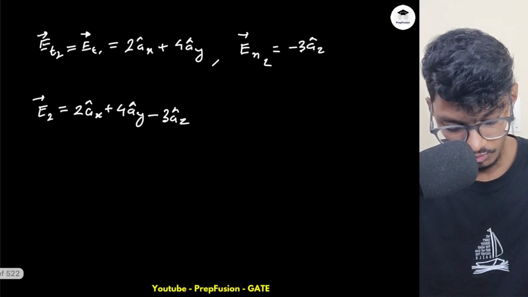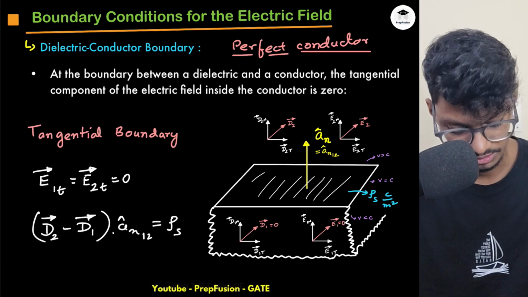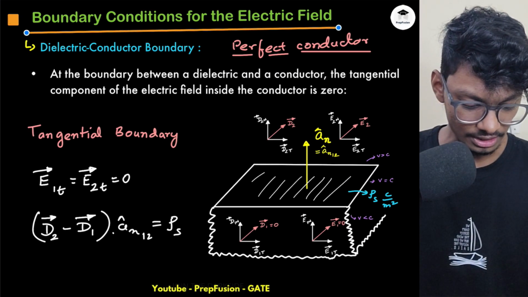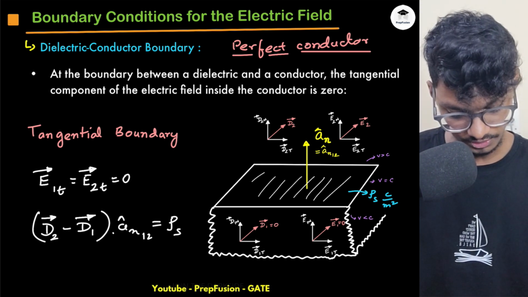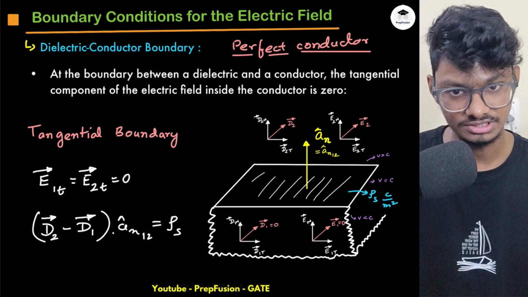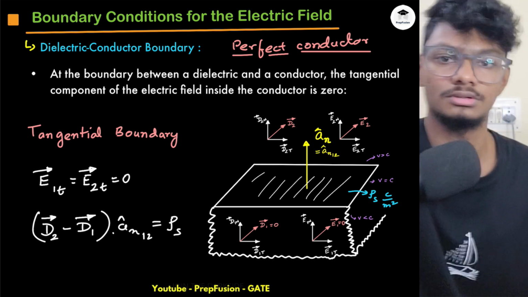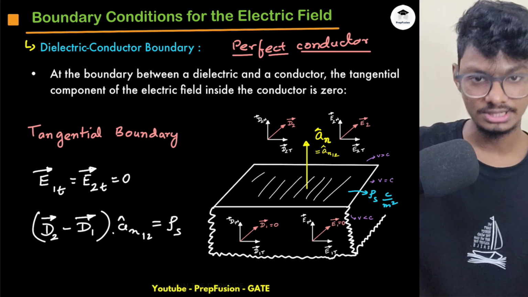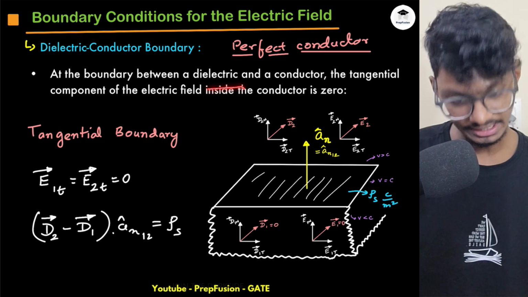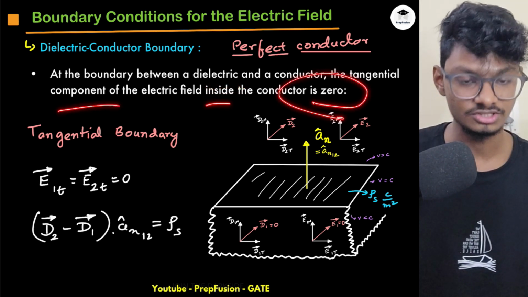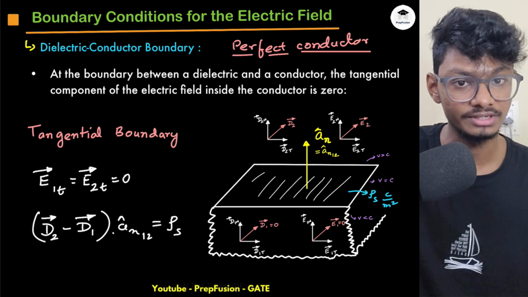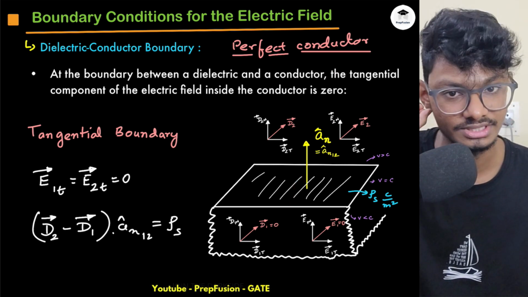So now we'll learn about the perfect conductors. Things will be even simpler than the dielectric condition. Why, I will explain. So let's read this particular statement. Here they have told us, at the boundary between a dielectric and a conductor, the tangential component of the electric field inside the conductor is 0. The tangential component of the electric field inside the conductor will always be 0.